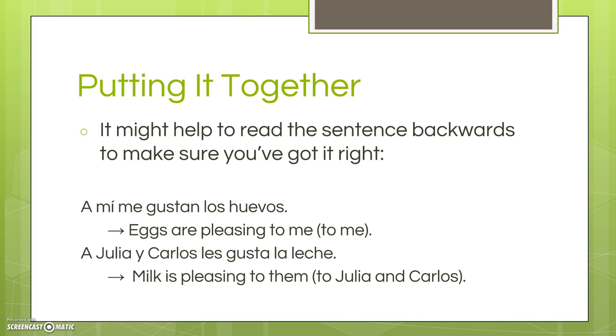At the next example, we've got a Julia y Carlos les gusta la leche. So milk is pleasing to them, to Julia and Carlos. So la leche and gusta is what we've got. So leche is singular and gusta is singular, so they agree.